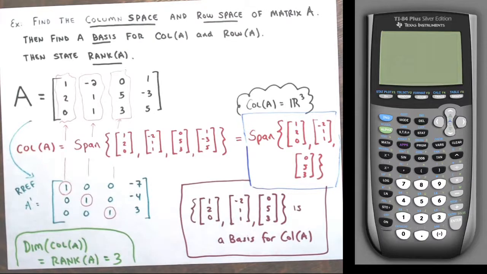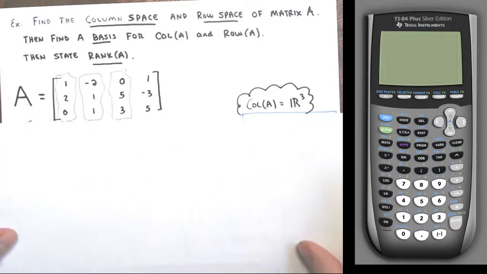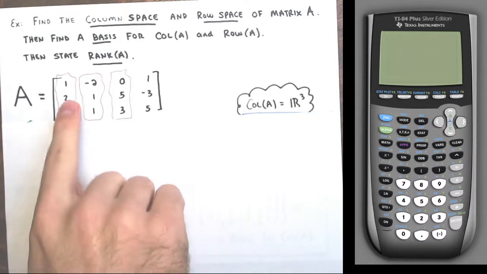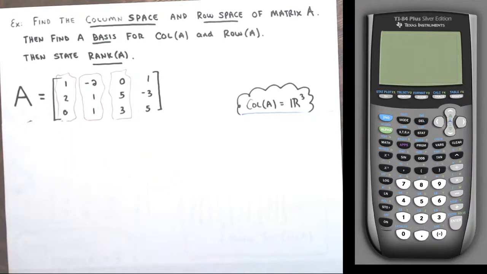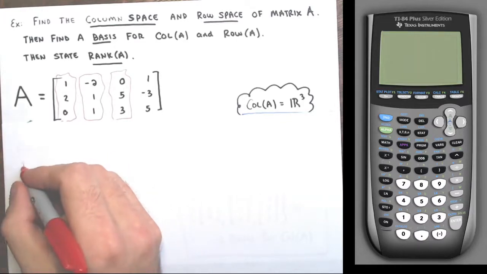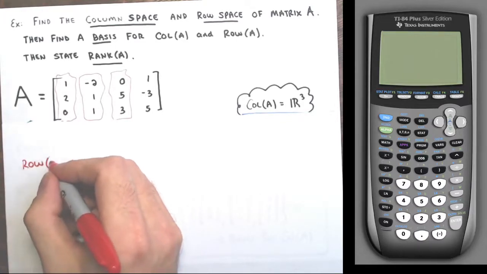All right, so on the next page, same matrix. I'm keeping that matrix up here, but now let's talk about the row space. So column space, basis for the column space, rank. Same matrix again, just ignore the wiggly lines around the columns. Now I'm looking at what's the row space of A.